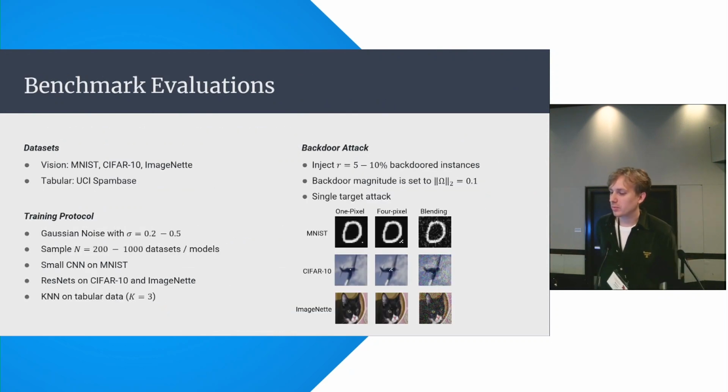So we also ran a few benchmark evaluations on different data sets, on vision data sets and on tabular data sets. In this talk, I will highlight the results on the vision data sets, on MNIST, CIFAR10, and ImageNet. This ImageNet is a 10-class version of the original ImageNet. It's a smaller version of the original ImageNet data set. And we consider 3 different backdoor attacks: a 1-pixel attack, a 4-pixel attack, and a blending attack. And we inject between 5 and 10% of backdoored instances into the training set.